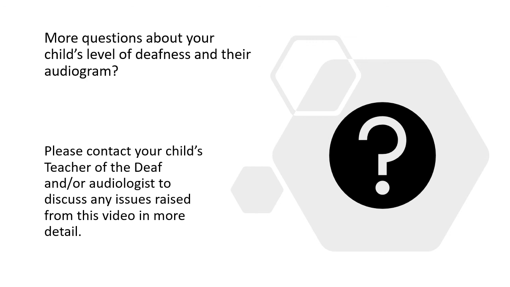Hopefully, you now feel more confident about your understanding about different levels of hearing loss and how your child fits into the different levels and how to interpret their audiogram. If you have more questions about their level of deafness, what their audiogram tells us about their hearing, or about what the implications of their hearing loss might be, please contact your child's teacher of the deaf or their audiologist to discuss any issues raised from this video in more detail.